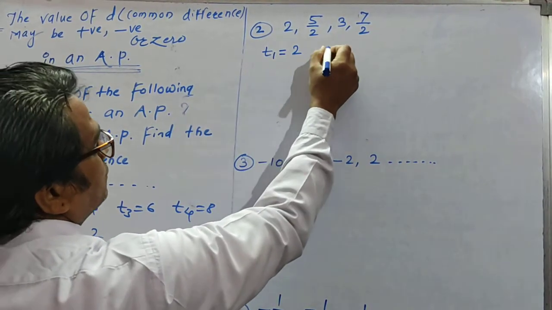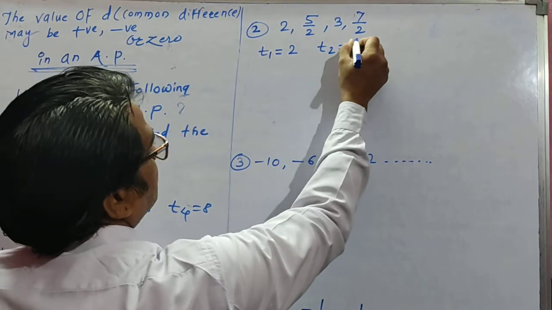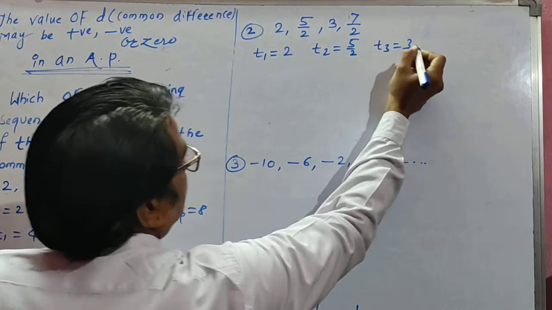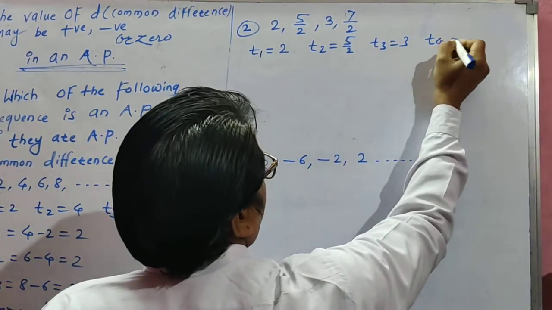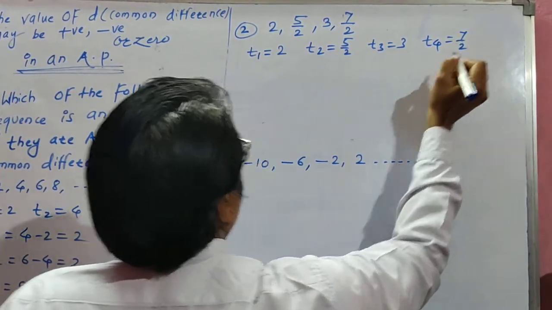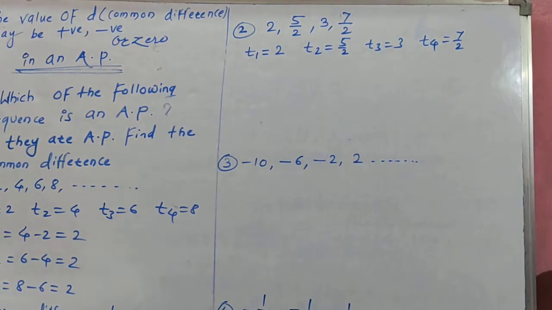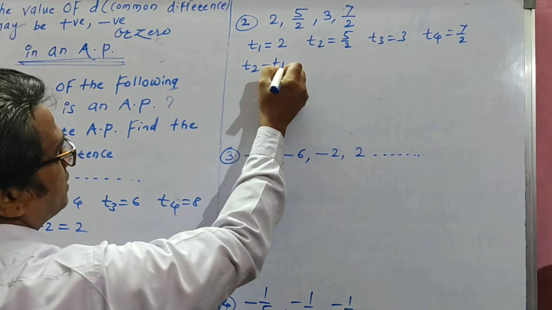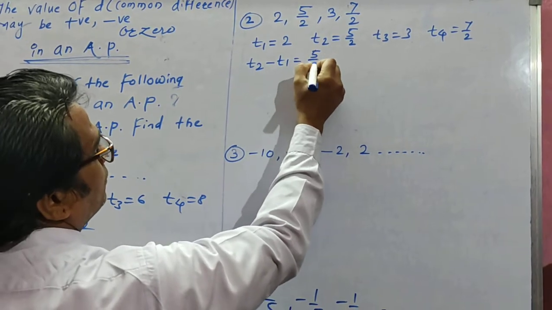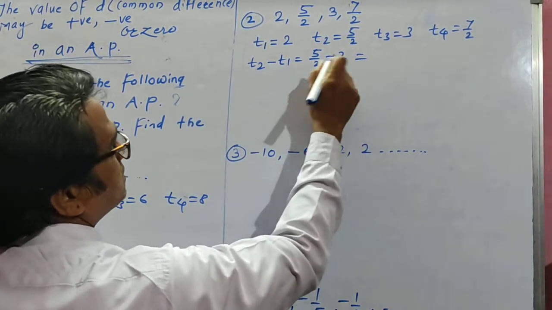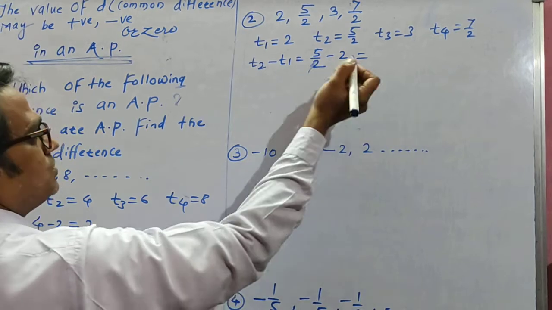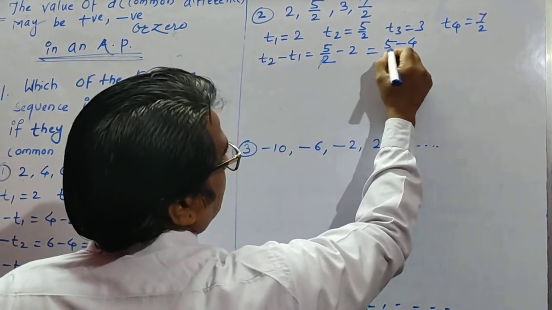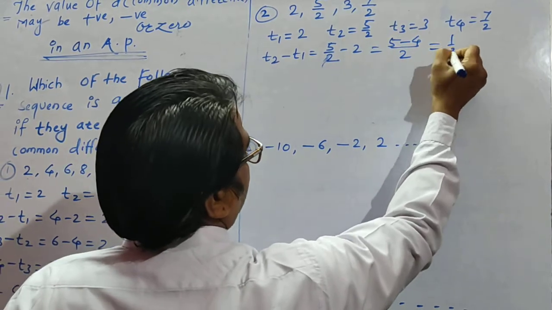T1 is equal to 2, T2 is equal to the next term, that is 5 by 2, T3 is equal to 3, T4 is equal to 7 by 2. Now here, we will find the common difference, meaning consecutive term subtraction. T2 minus T1 equals 5 by 2 minus 2. If we multiply by 2, 5 minus 4 divided by 2 gives us half.